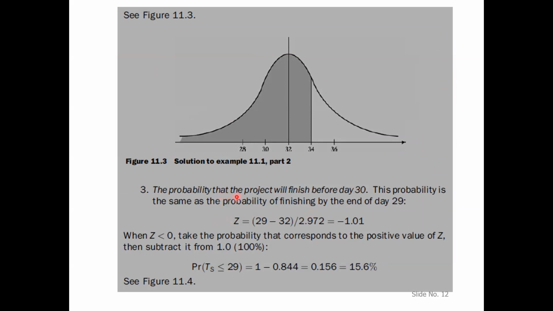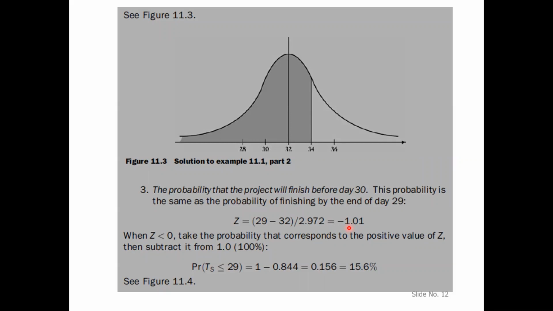So the probability that the project will finish before day 30 is the same as the probability of finishing by the end of day 29. Before day 30 means day 30 is not included, so by the end of day 29. So 29 minus 32, which now gives minus 1.01.